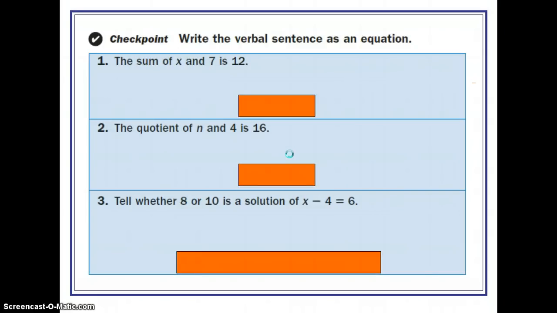At this point, please complete 1, 2, and 3. Write the verbal sentence as an equation. Pause the video. Number 1, the sum of means adding. There's the and. X plus 7 equals 12. Number 2, quotient of means division. Bring down the n, which would be in the numerator, 4 in the denominator equals 16.